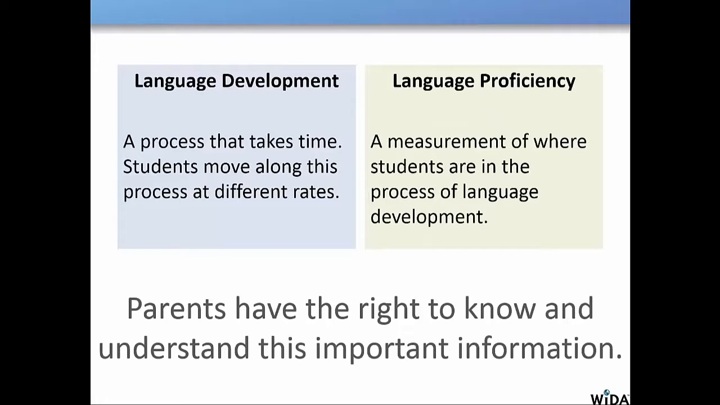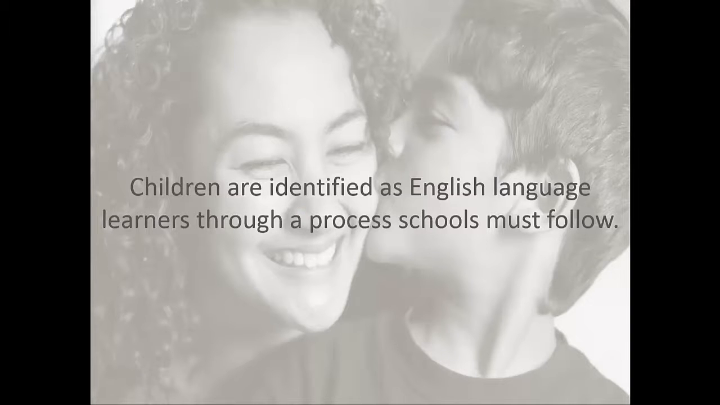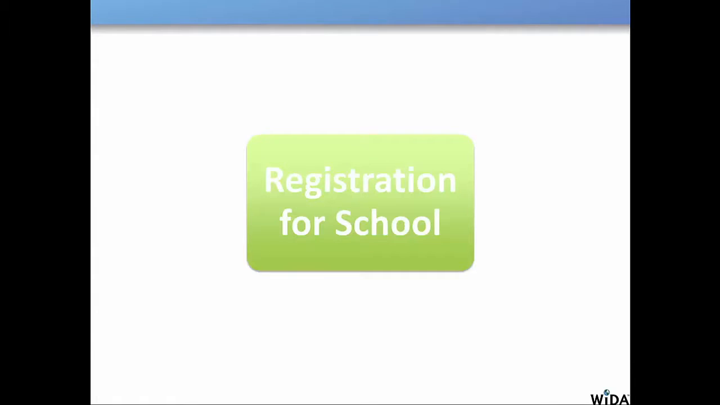If your child is identified as an English language learner, then as a parent, you have the right to know and understand your child's English language proficiency and how their English language development is being supported at school. Federal and state policies require that school districts have a process in place to identify students who are English language learners. Typically, this process begins when you register your child for school.